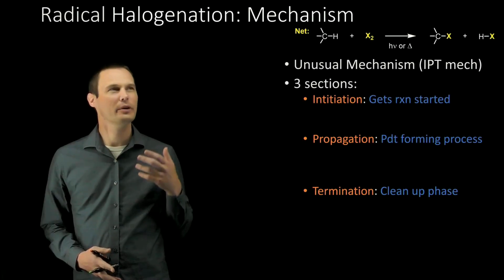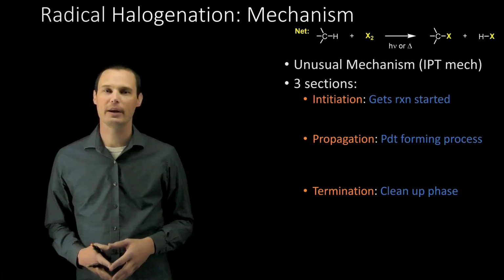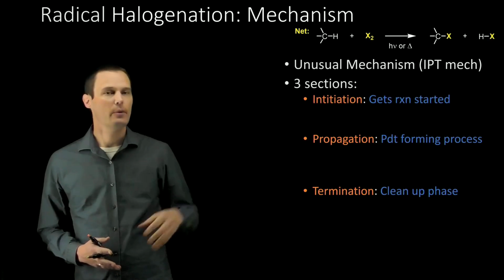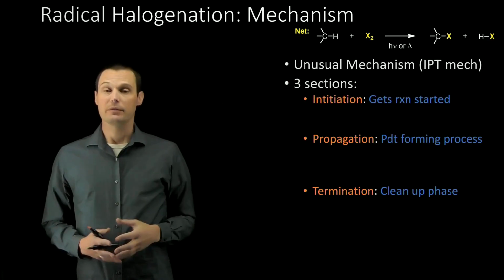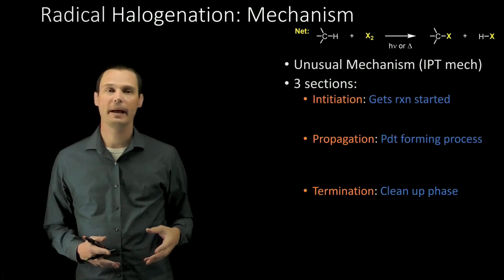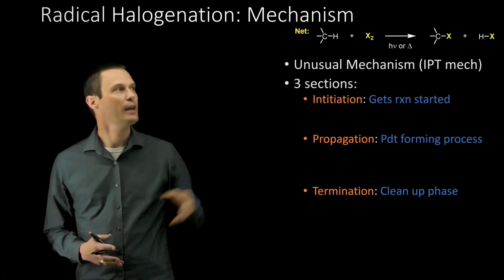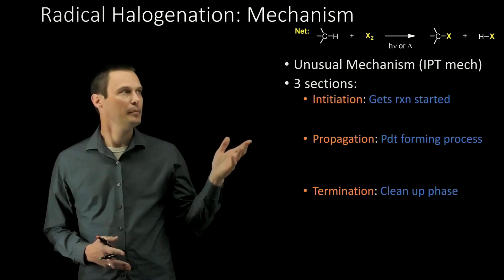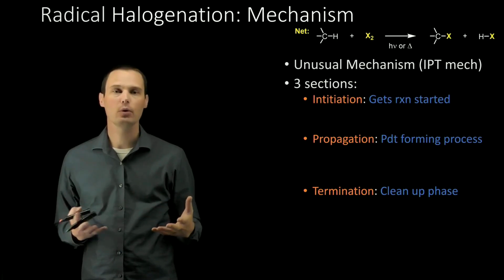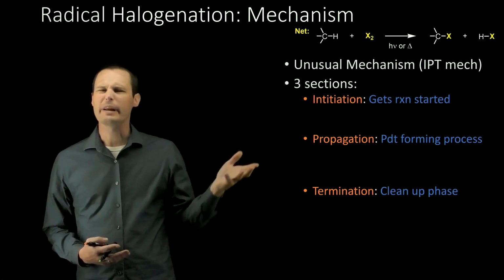In this video, we are going to introduce the radical halogenation reaction and talk about its mechanism. We'll start with the net reaction. The net reaction is the reaction of some kind of CH bond with an elemental halogen to produce a haloalkane and HX as a byproduct. The elemental halogen X2 can either be bromine or chlorine, and there are no other real reagents for this reaction.